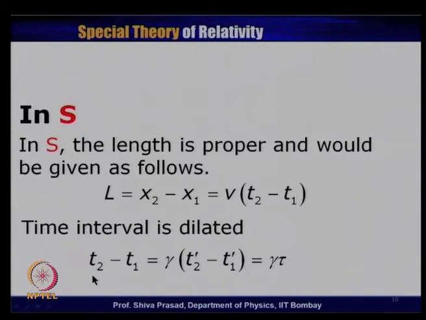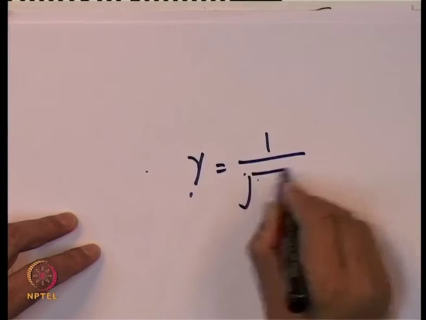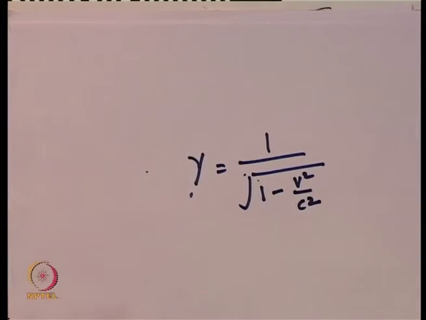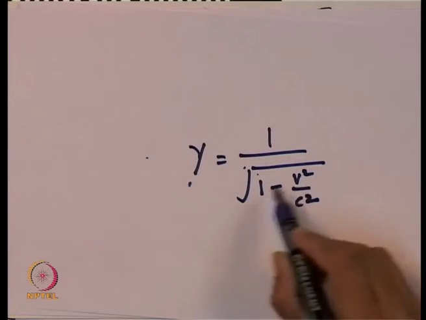But as we have just now said, this time difference must be dilated because it is in the S prime frame of reference in which the time interval is proper. Therefore, this T2 minus T1 must be given by gamma times T2 prime minus T1 prime, where, as we all know, gamma depends on the relative speed of the train and is given by gamma equals 1 upon under root 1 minus V square by C square. So, if I know the relative speed of the train, I also know the gamma.